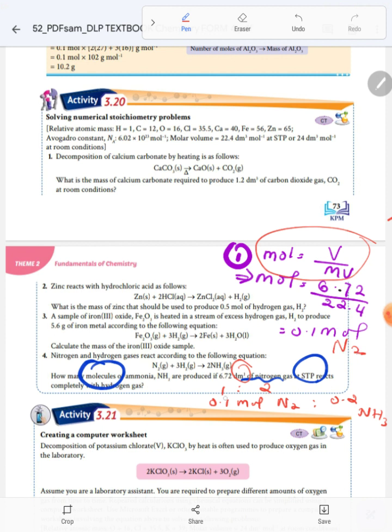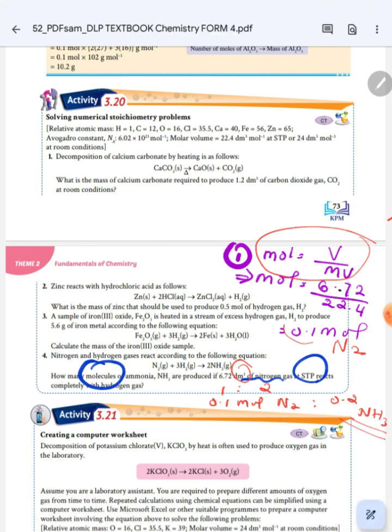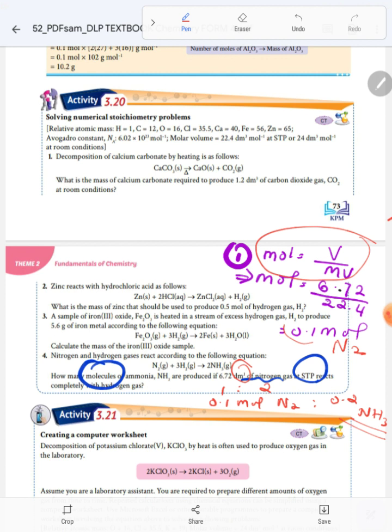Now, from the balanced chemical equation, 1 mole of nitrogen will produce 2 mole of ammonia gas. The ratio is 1 to 2. Now if 0.1 mole of nitrogen is used, how many mole of ammonia is produced? 0.1 times 2, you will get 0.2 mole of ammonia. I hope you are clear about my explanation. Okay, next.